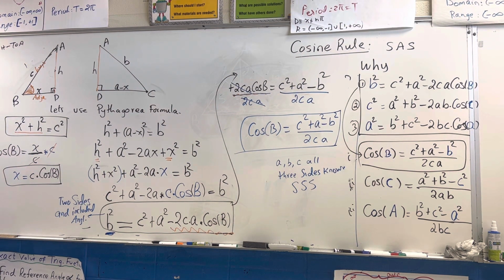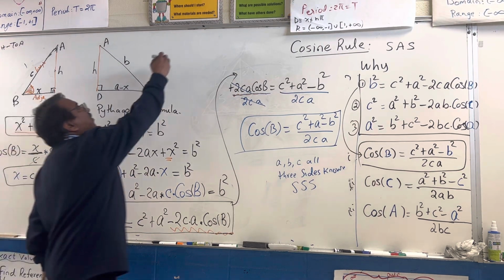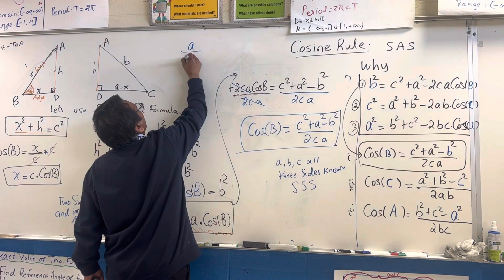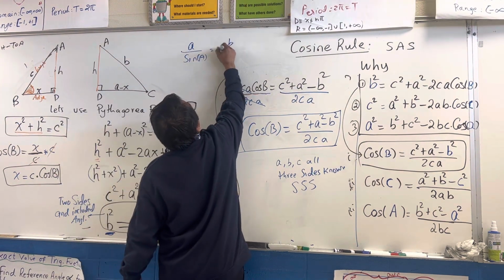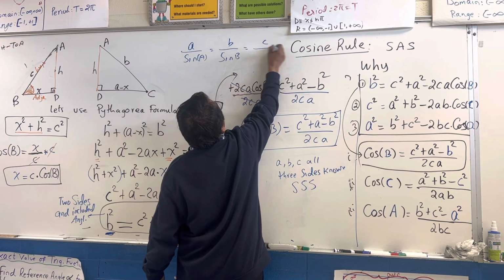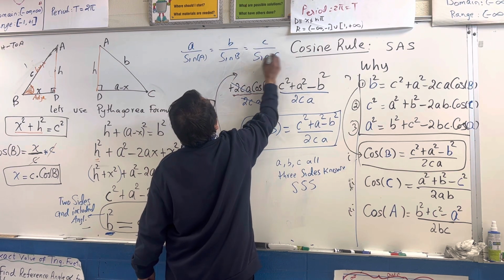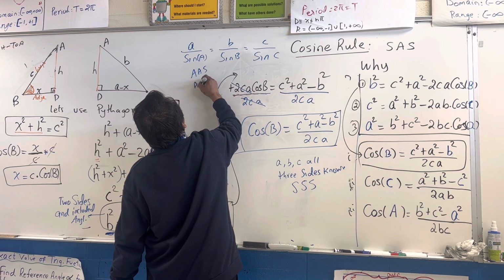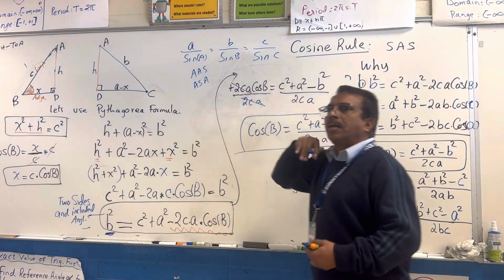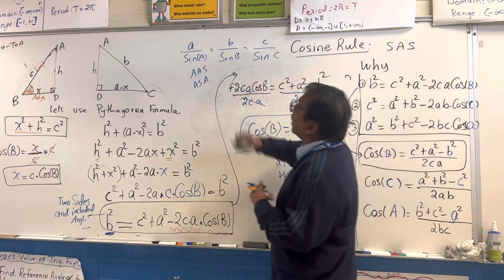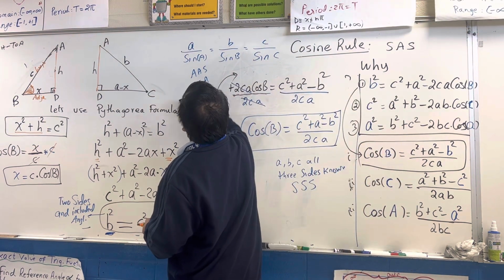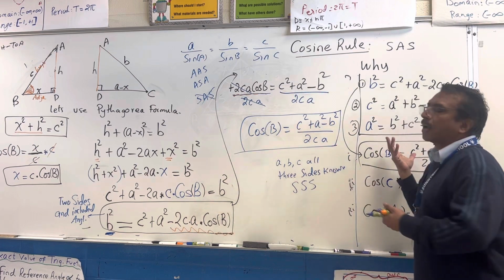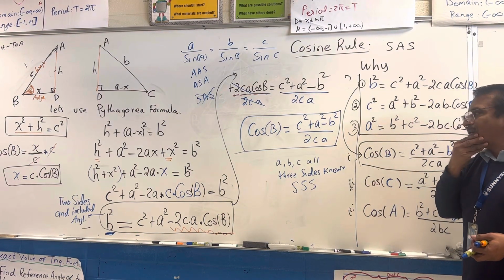But my goal was to really make you realize that, hey, it just doesn't exist without a reason. There's a nice proof that shows it. Last time we showed, remember, a over sine A, the sine rule, and b over sine B. Why does this exist? And this was only for AAS, when two angles are given. But for the cosine rule, SAS doesn't work for the sine rule, and that's why we have this kind of situation. So it's good to know this.